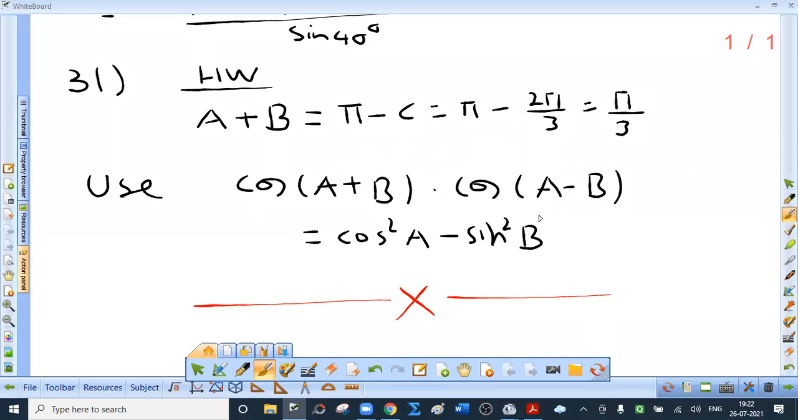Again, open all the brackets, rearrange the terms. You get cos of A plus B again, which is to be replaced by 1 by 2. So you get 3 upon 4 finally. So this topic is over. In the next lecture, we'll start new topic.